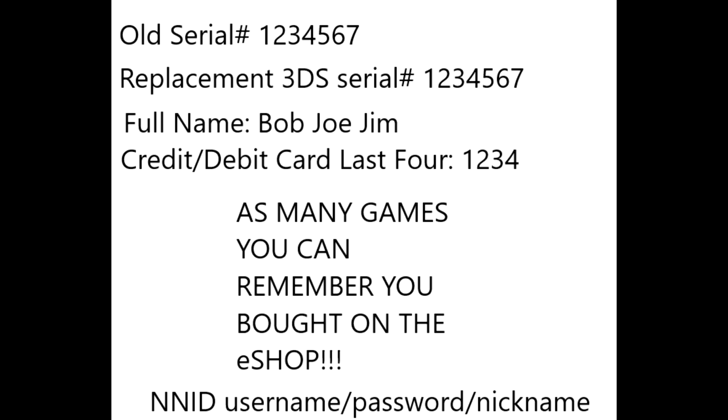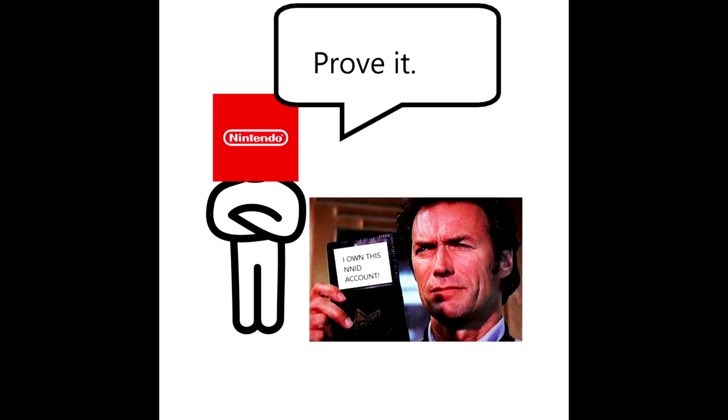This included my old serial number for my 3DS XL, as well as the one I had just purchased, my full name, the last four digits of a credit card or debit card that was used on the eShop, and a list of the previous games I had owned on the eShop, as well as my NNID username. All of these things help prove who you say you are.